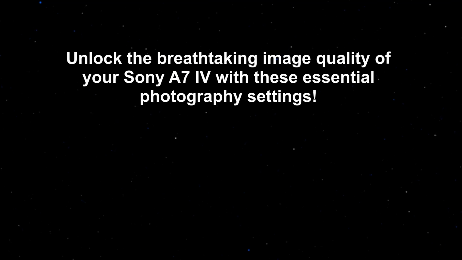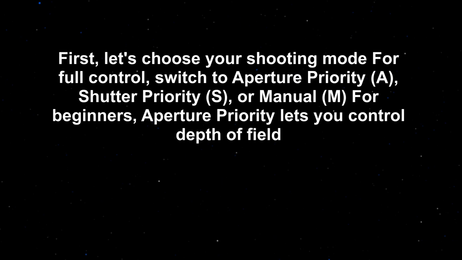Unlock the breathtaking image quality of your Sony A7 IV with these essential photography settings. First, let's choose your shooting mode for full control. Switch to Aperture Priority (A), Shutter Priority (S), or Manual (M) for beginners. Aperture Priority lets you control depth of field.